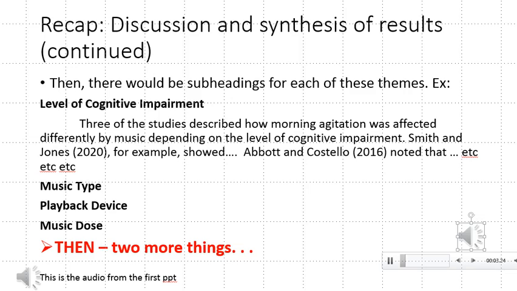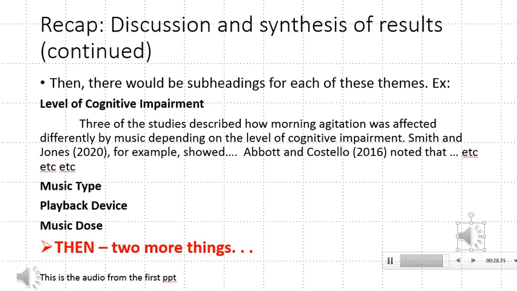Again, this is a repeat of a slide from the first presentation that talks about how you would discuss things in the synthesis and results section. And we talked there about themes, and I used a little example of testing the effect of bedtime music on morning agitation. And so here, this just repeats that. Again, the original audio is down here in the lower left corner.